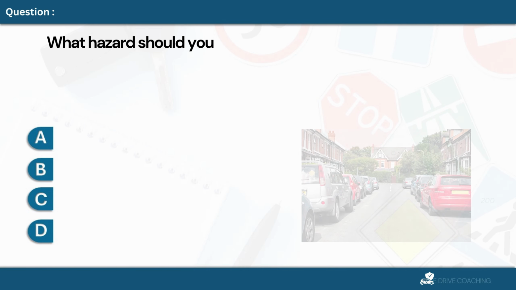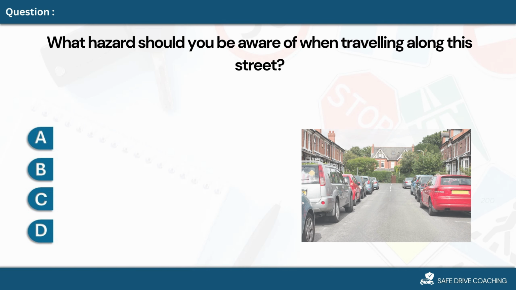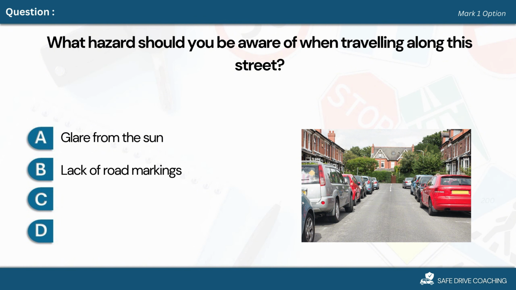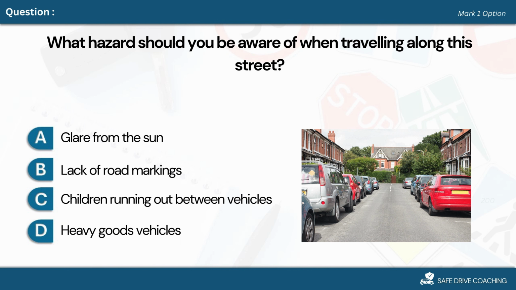What hazard should you be aware of when traveling along this street? A. Glare from the sun. B. Lack of road markings. C. Children running out between vehicles. D. Heavy goods vehicles.